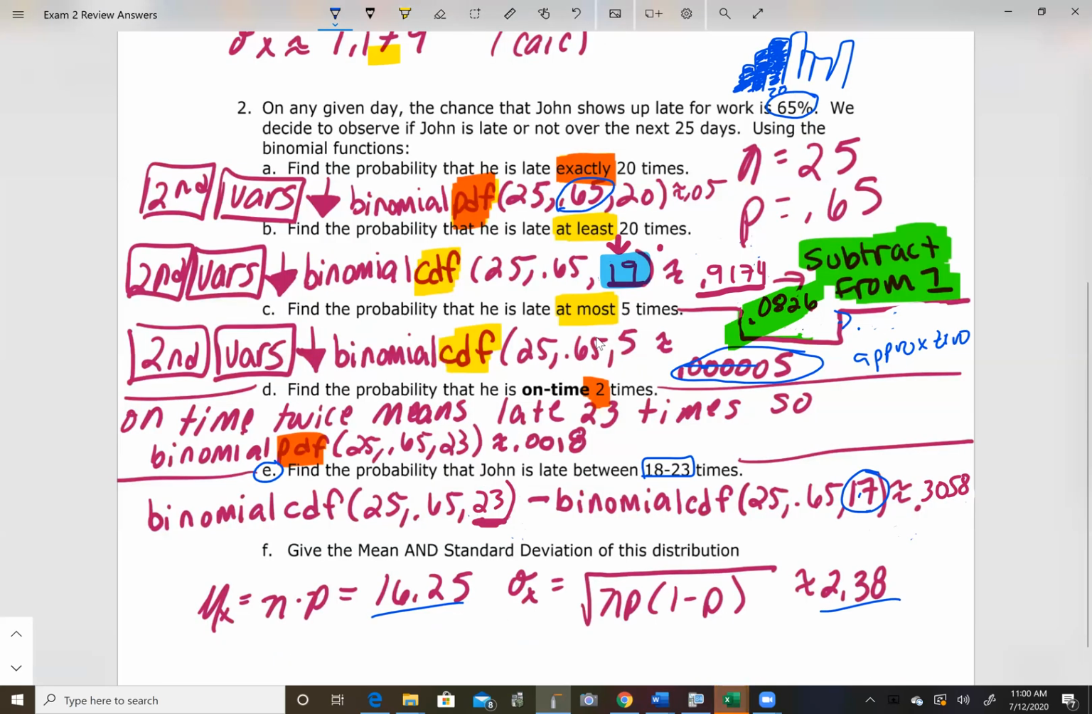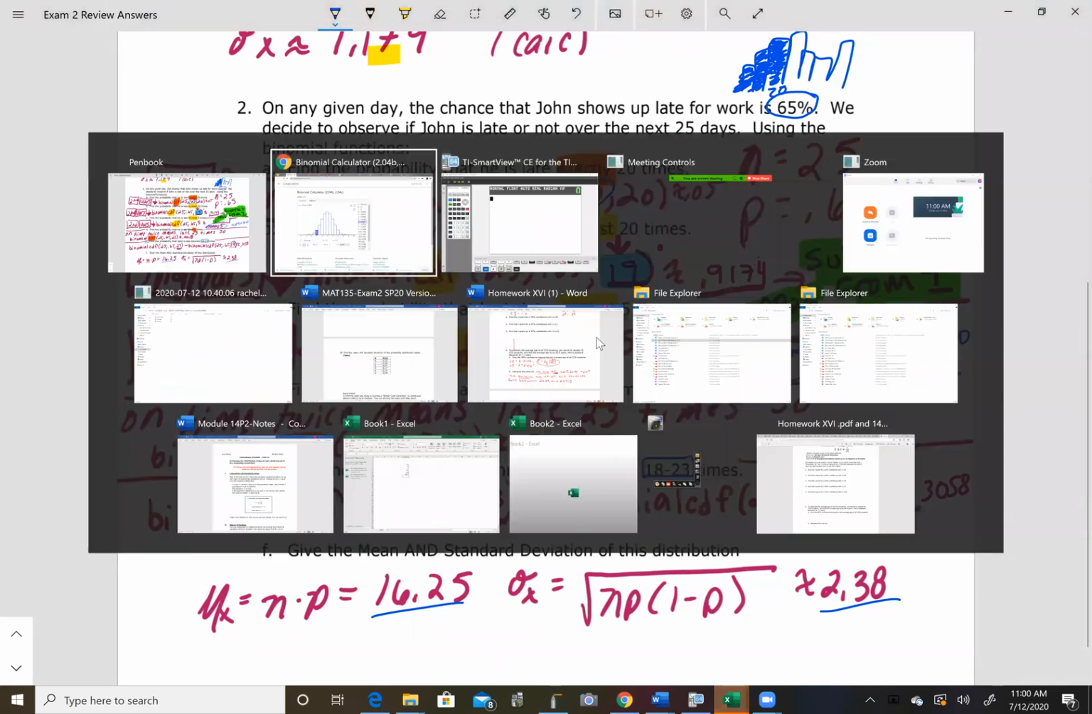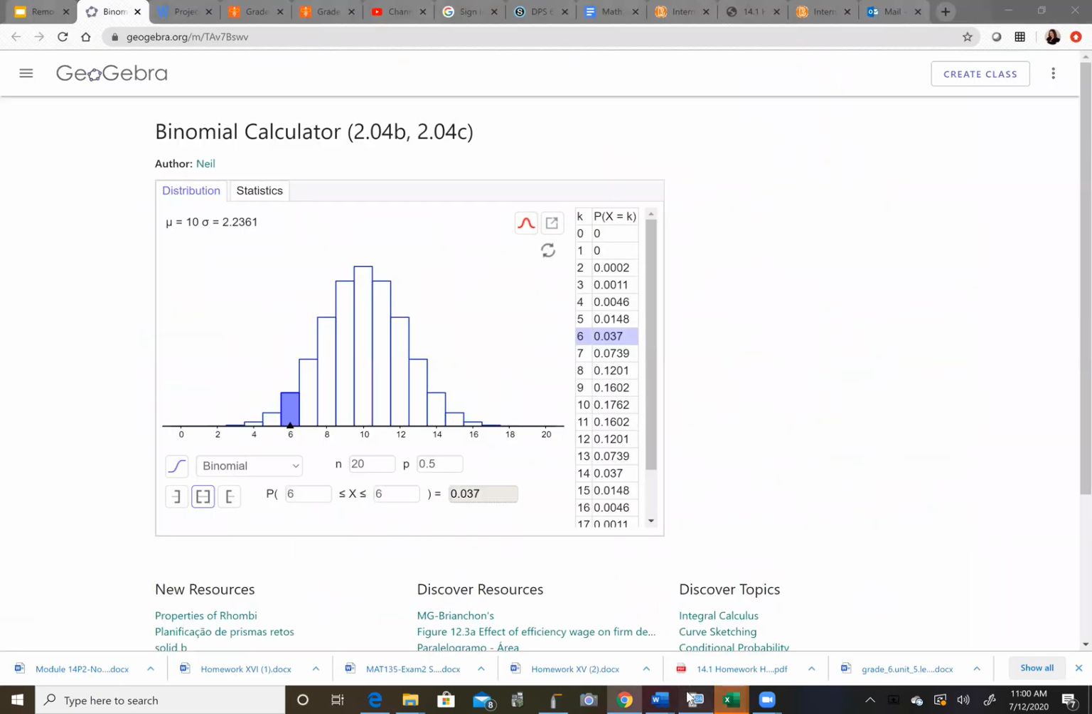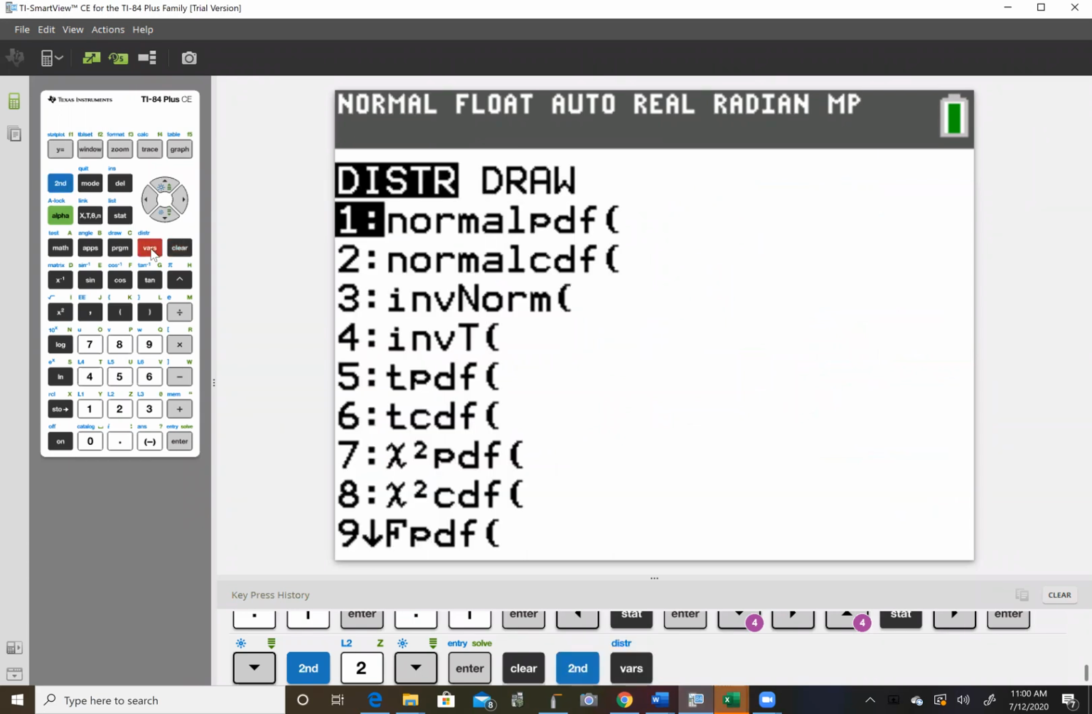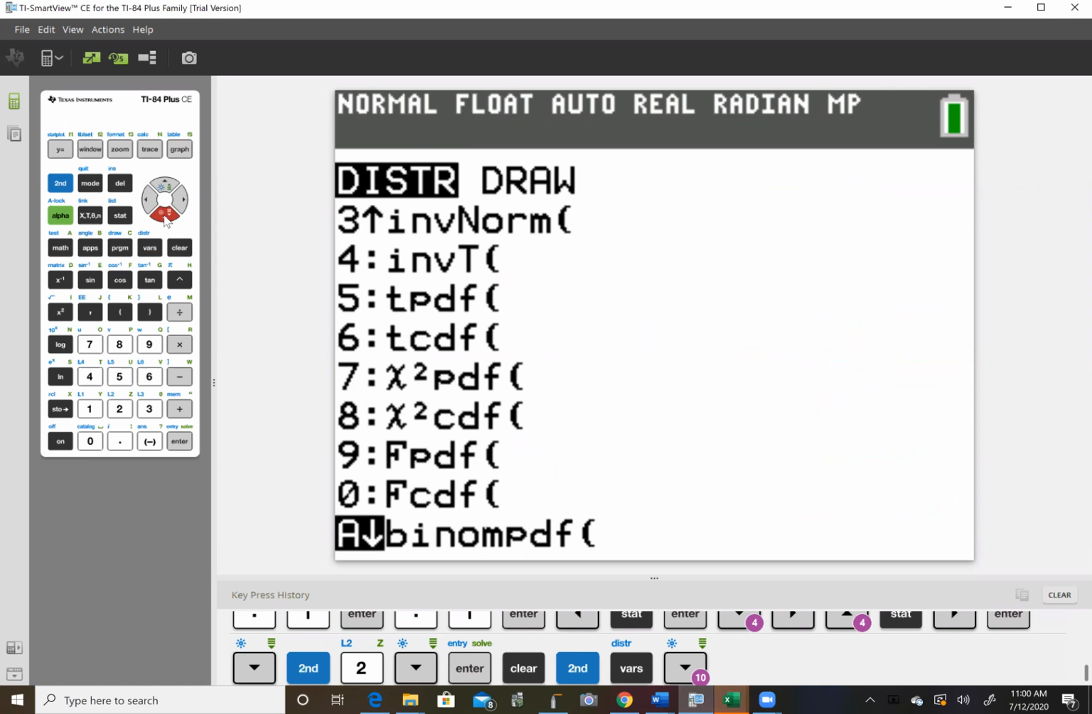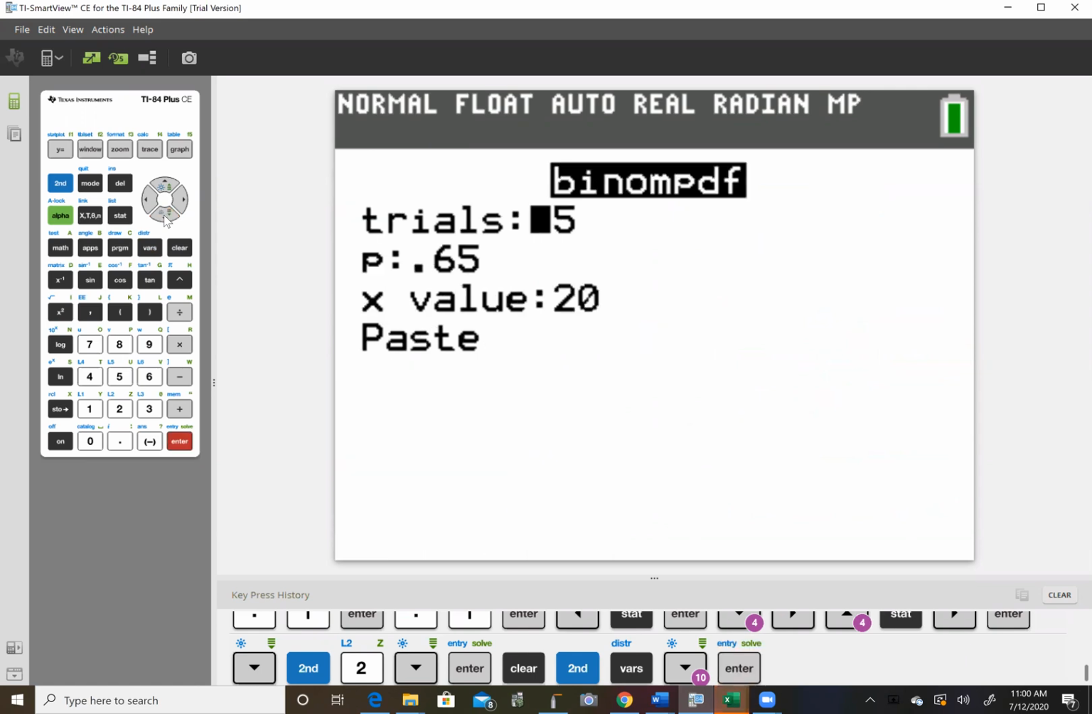So what we're going to do, and this is the easier part, is you go second vars on your calculator. Okay, so here's your calculator. You go second vars, and we need to arrow all the way down to binomial PDF. Remember, that's the one that we wanted to use. So it's A on my calculator. And then it'll ask you some questions. If you have an older calculator, I'll get to that in a moment.